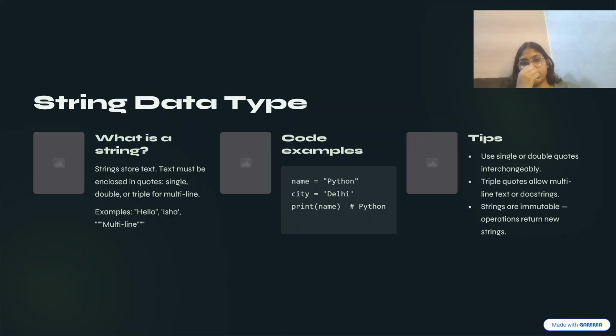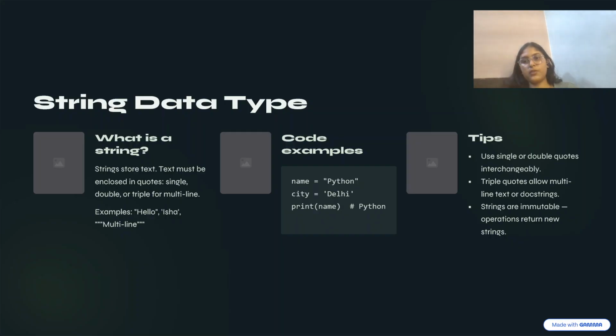Okay, so if I'm saying, for example, my name is Isha, that is a text, right? Is Isha a number? No, it's a text. Is it a true or false condition? Like, it's either of two possibilities, true or false. No, Isha is a text. Python calls a text a string.